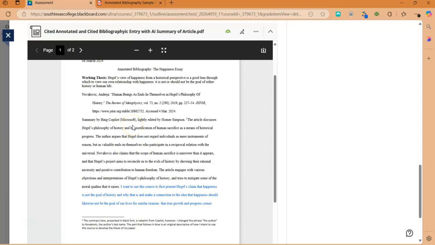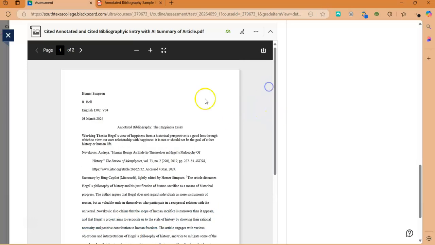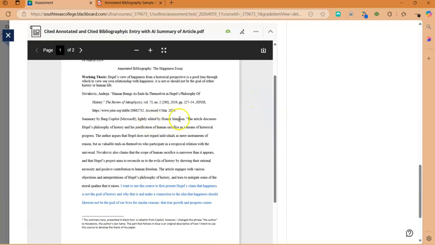So I've got my first article here, and I am citing it up front this way, and I'm saying summary by Bing Copilot, and then in parentheses I'm putting the publisher of that or the company behind that, which would be Microsoft. Now I wrote this myself, but just to create this example I put a heading with Homer Simpson on here, and I put lightly edited by Homer Simpson. Even if you just put summary by Bing Copilot or summary by Claude, and if you put Claude, you'd put Anthropic in here. That's the company that makes Claude. If you put summary by ChatGPT, then you would put OpenAI in here, and so on.